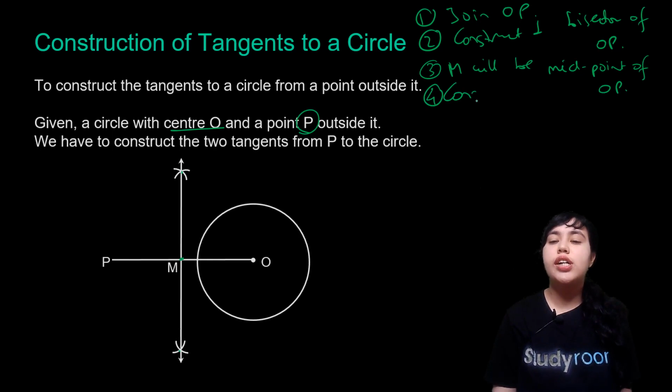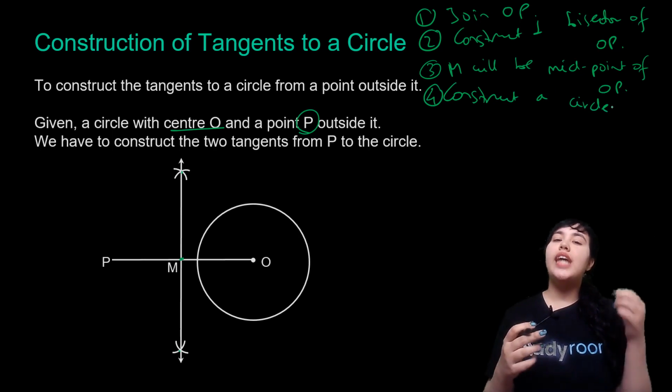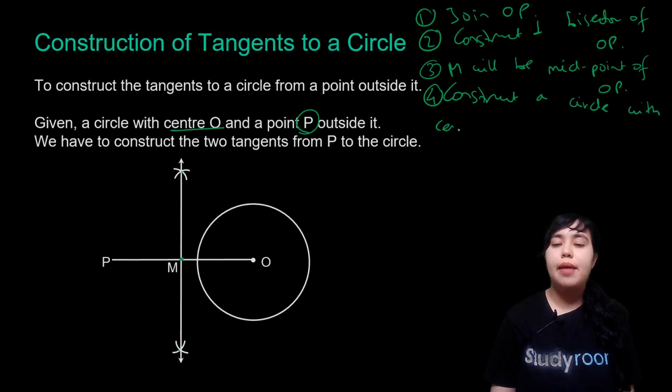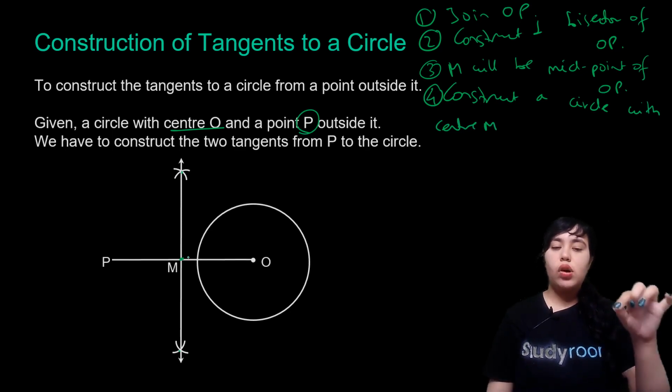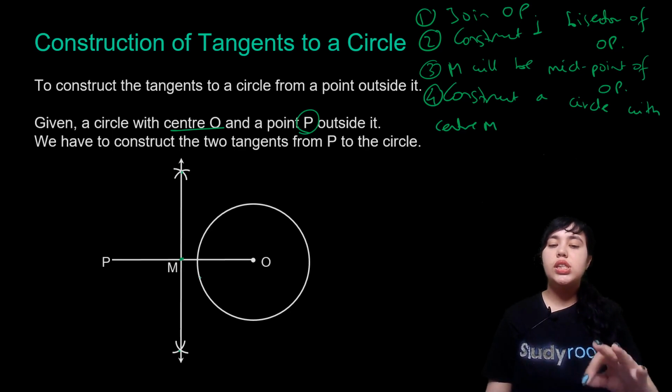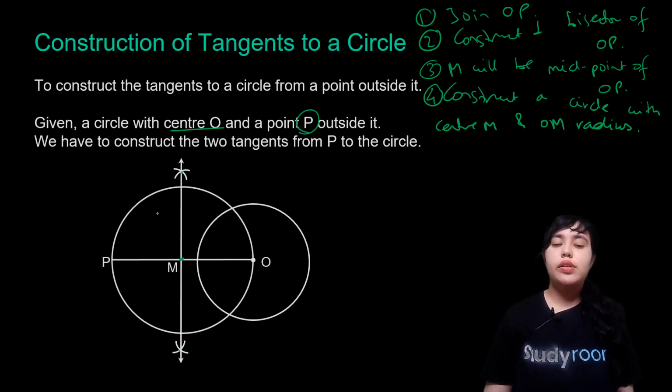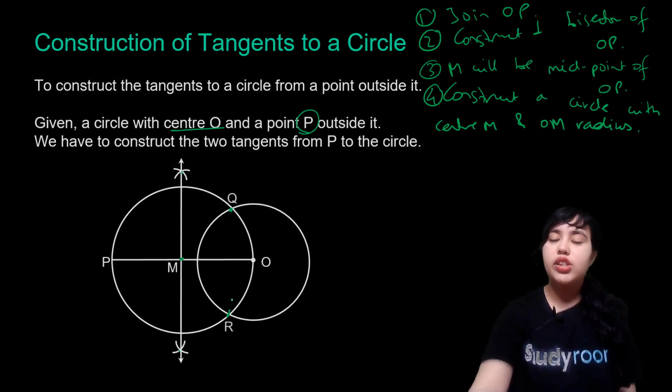So now you have to construct another circle. For constructing a circle, you need to know the center of the circle and the radius of the circle. So construct a circle with center M. Keep one needle of your compass on this point M, then measure this distance OM, and that will be your radius. So you have to construct a circle with center M and radius OM. It will look like this. Obviously, it's a big circle and it is intersecting the smaller circle at two points. Let me call these points Q and R.